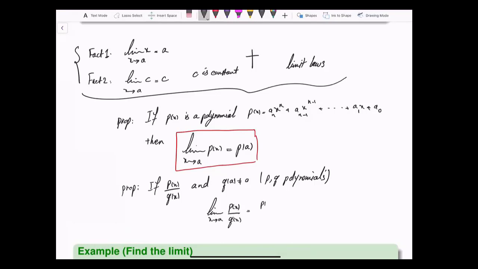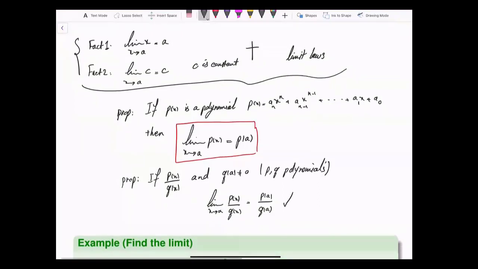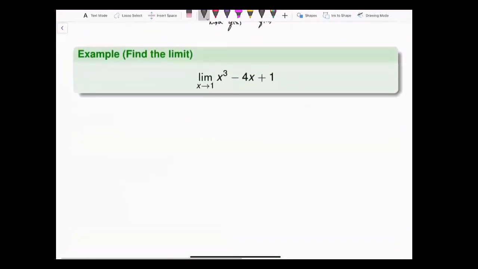So this is p(a)/q(a). Well, this has a meaning because you already know what continuity is. It means that all polynomials are continuous everywhere. And it means that all rational functions are continuous on their domain. So those are two things that you get right away from that.